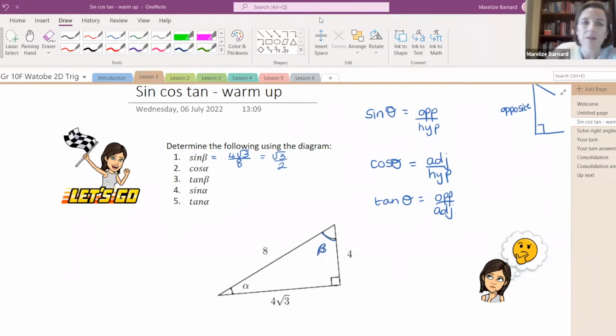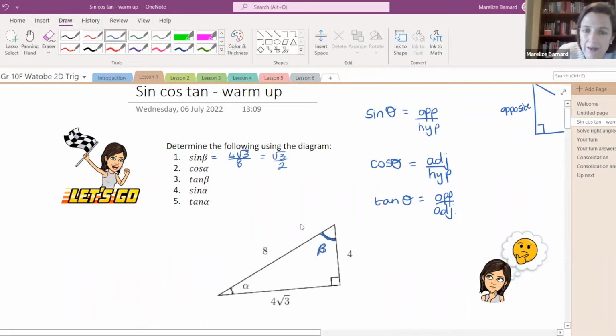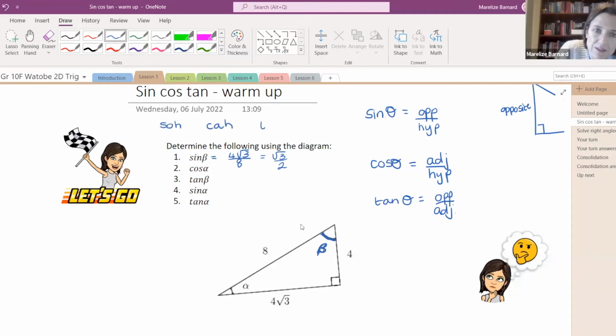Okay, I'll repeat number one more time. So sine of beta, beta is my angle here that I highlighted in blue. I am doing sine. So remember that sine is opposite over hypotenuse, cos is adjacent over hypotenuse, and tan is opposite over adjacent. You would have learned that somewhere along the line, or another rhyme for the 3 different trig ratios. So sine of beta is opposite over hypotenuse.